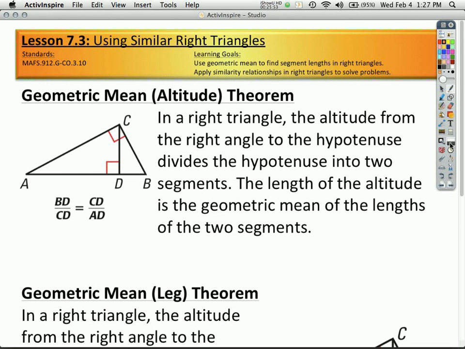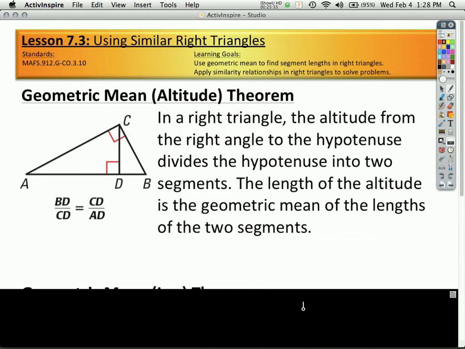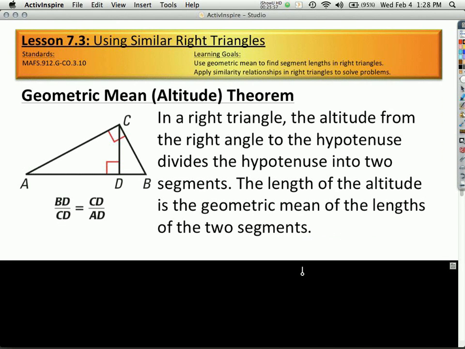Now, we have the 2 theorems that I accidentally omitted from your cheat sheet and then had to replace your cheat sheet. There's the geometric mean theorem, and there's 2 versions that are basically the same idea, a different viewpoint. One of them is called the geometric mean altitude theorem, and one of them is called the geometric mean leg theorem.